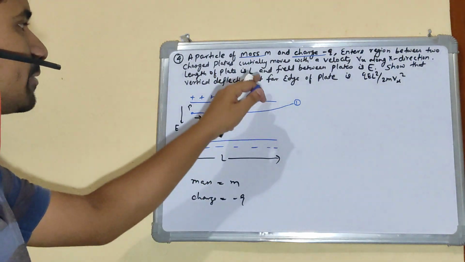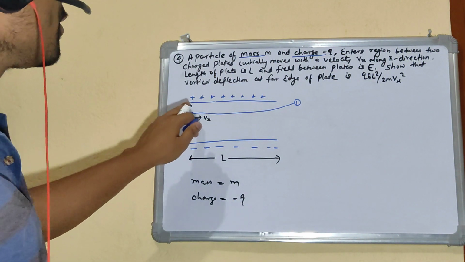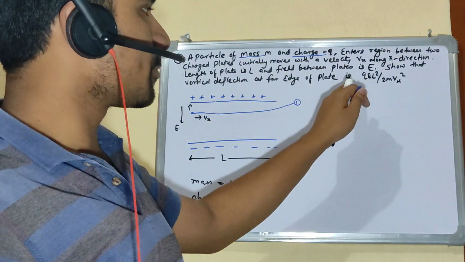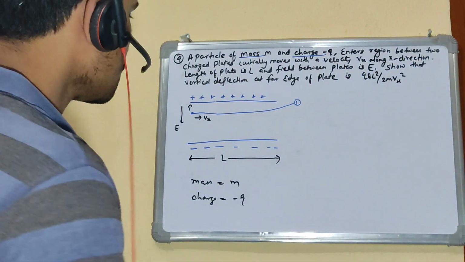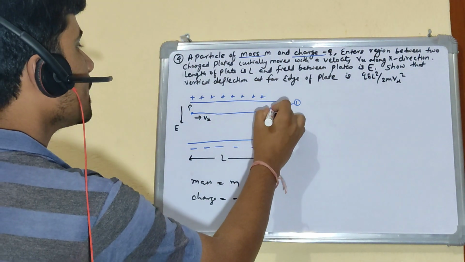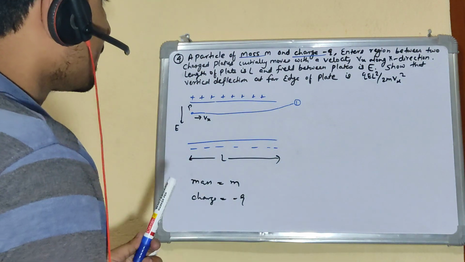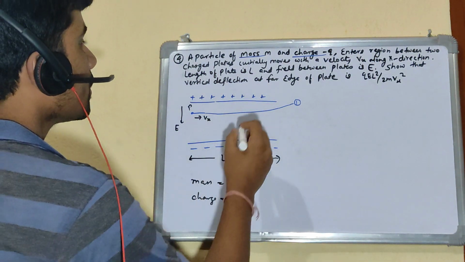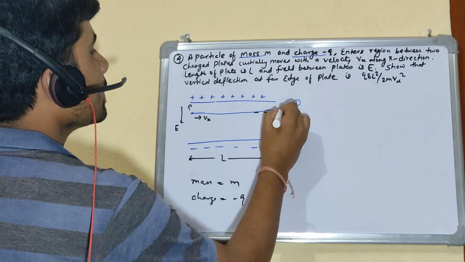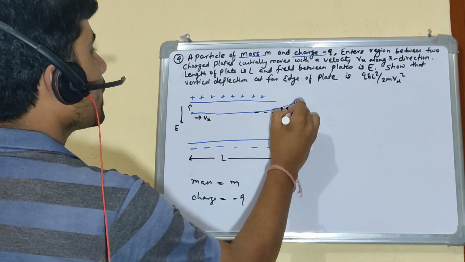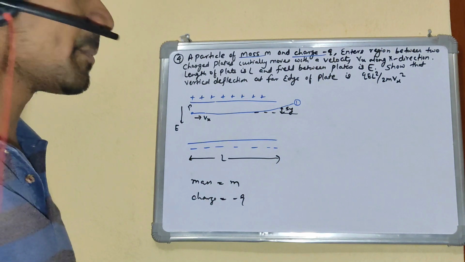It is given. The field between the plates is E. We need to find the vertical deflection at the far edge of the plate. So far edge means at the end of this plate, let's say at this point. We need to show that the deflection along the y-axis, this one, let's say this is sy, will be given by this particular magnitude, right?